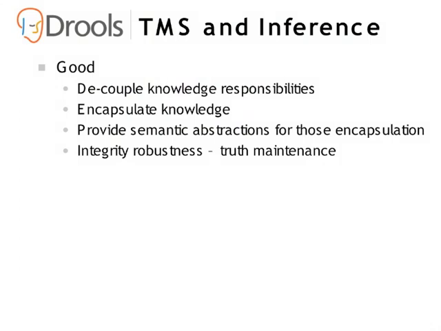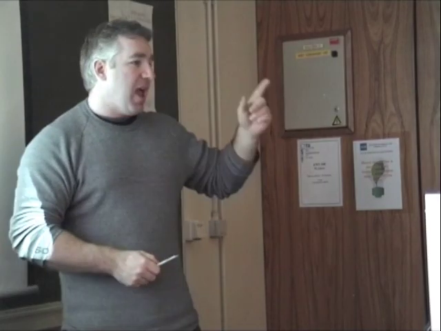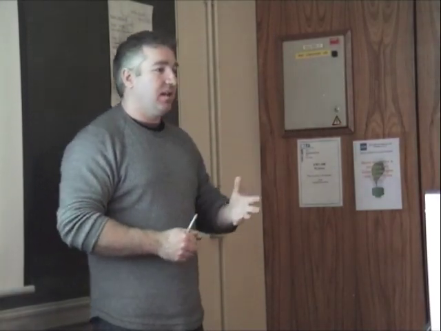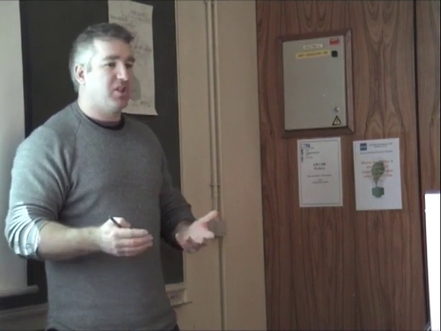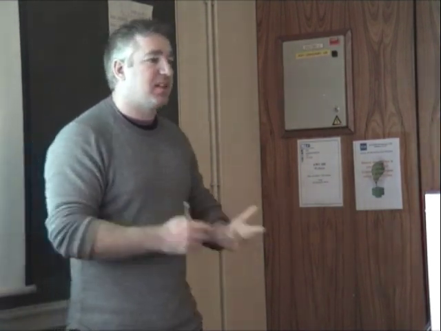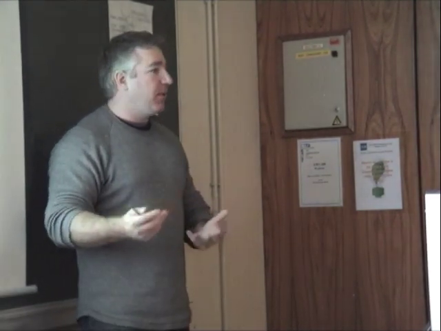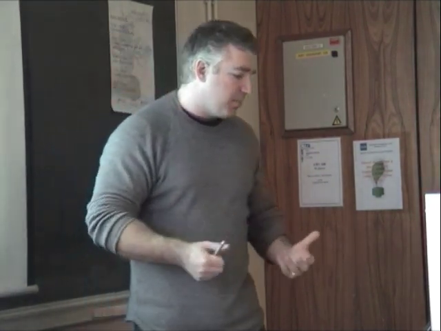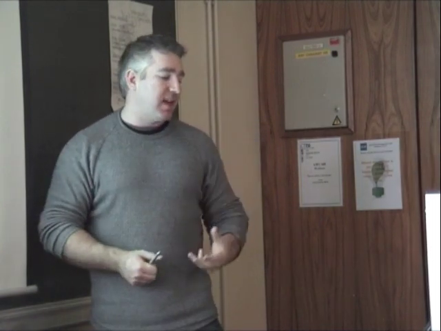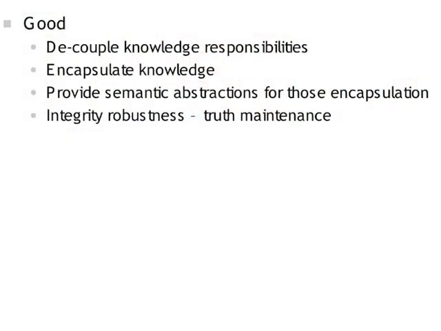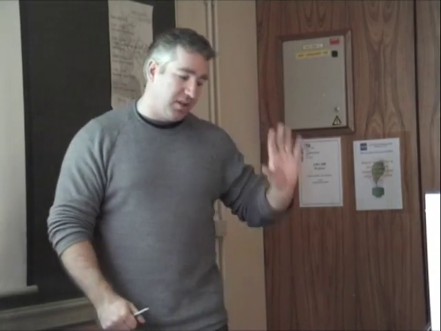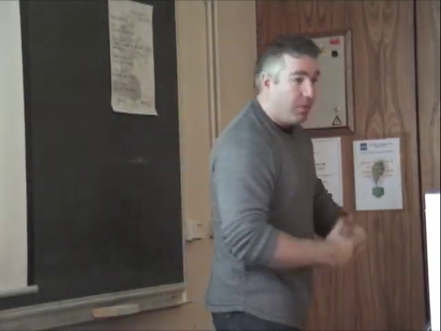So truth maintenance inference gives you decoupling of knowledge responsibilities. It encapsulates your knowledge. It provides semantic abstractions for those encapsulations because if a person is greater than 16 or less than 16, what does that mean? It means different things to different people. If it was age of consent, that's different in different countries. So it allows you to encapsulate that to give it semantic meaning. It makes things readable and more maintainable. And the truth maintenance as well helps add integrity and robustness. So I hope that's just a little smattering of rule-based theory.